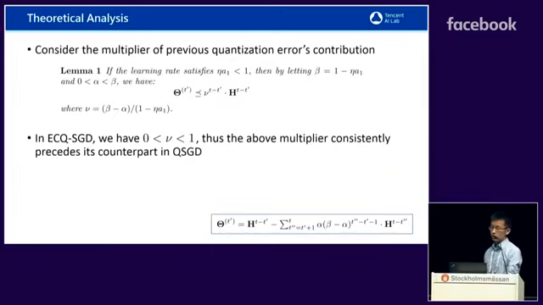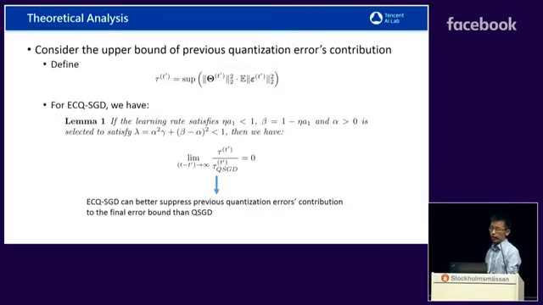So let's first consider the multiplier of the previous quantization errors' contribution. We have this number, which indicates that with properly chosen hyperparameters, the multiplier in ECQ-SGD will consistently precede its counterpart in QSGD. The basic idea is that the error feedback scheme adopted in our method will lead to the quantization errors' contribution being canceled out across iterations.